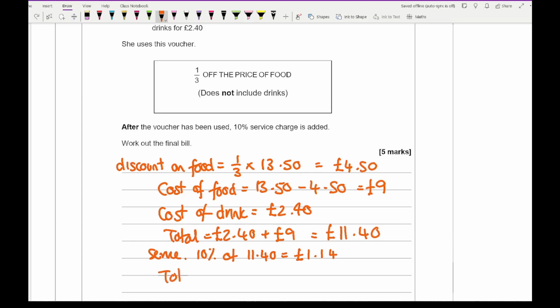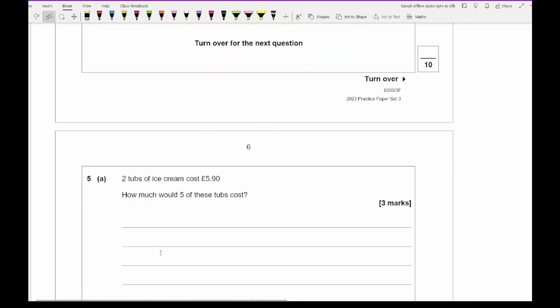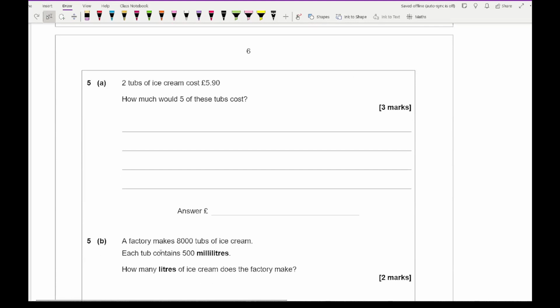So then the total bill is going to be £11.40 plus £1.14, and if we calculate all of that, we get a total of £12.54. Moving on to question 5a, it says 2 tubs of ice cream cost £5.90. Work out how much 5 would cost. Well, we need to do £5.90 divided by 2, and that comes up to £2.95 per tub.